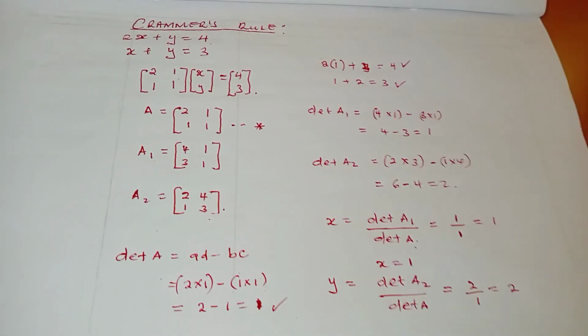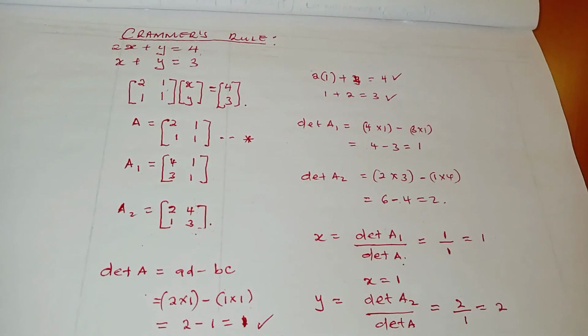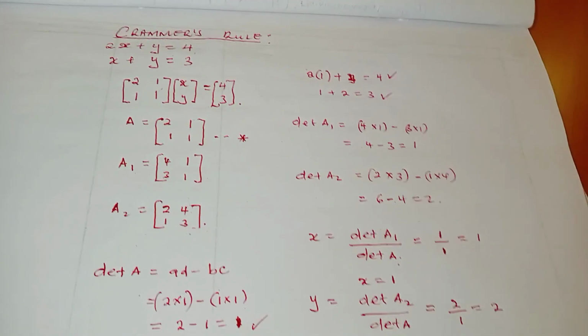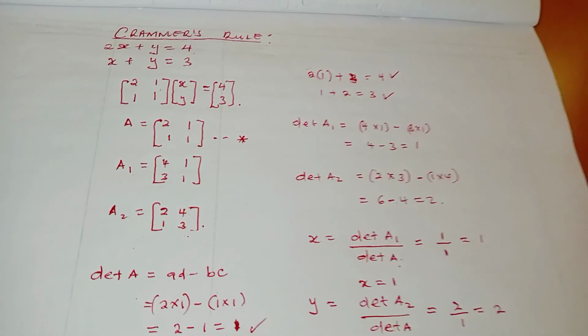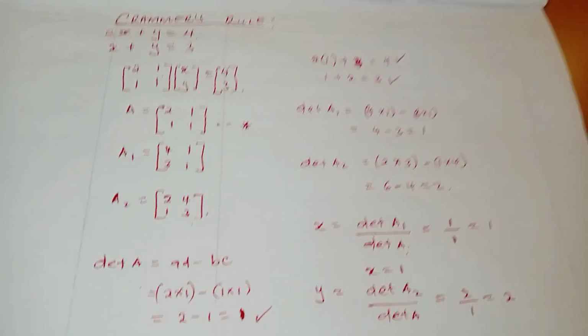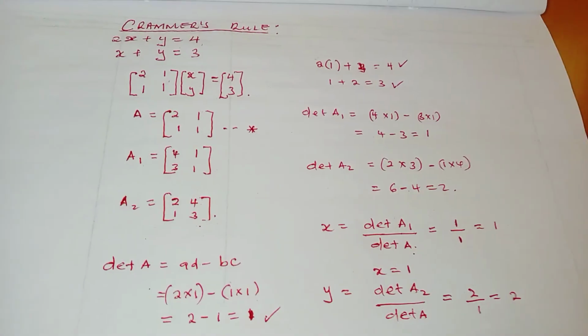So that's what we call Cramer's rule, a method used in linear algebra for solving a system of equations with as many equations as unknowns. All right? Thank you.